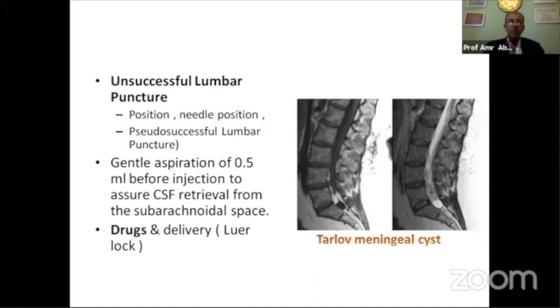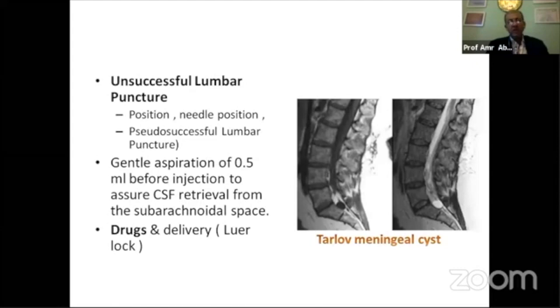So what happens sometimes is that you get a fluid coming from the spinal needle, which actually is not CSF, and you inject the local anesthetic, and you think that this local anesthetic is going into the subarachnoid space. Well, actually, these patients have a Tarlov meningeal cyst. A Tarlov cyst gives clear fluid coming out because it is a meningeal cyst, and this will mimic the picture of CSF.